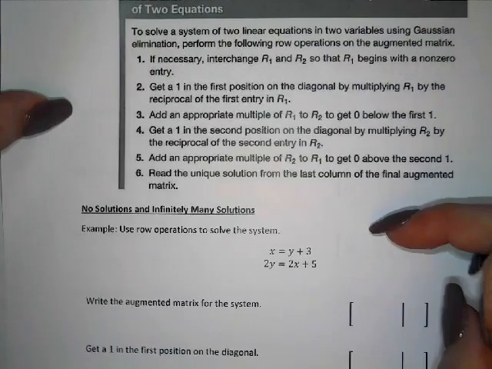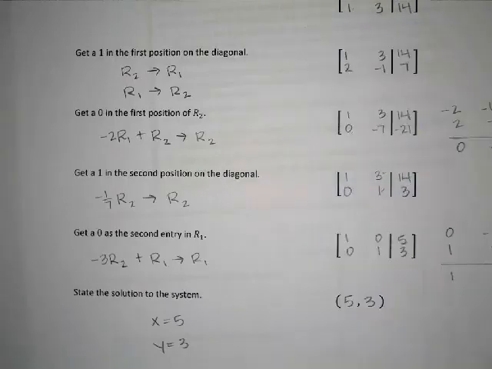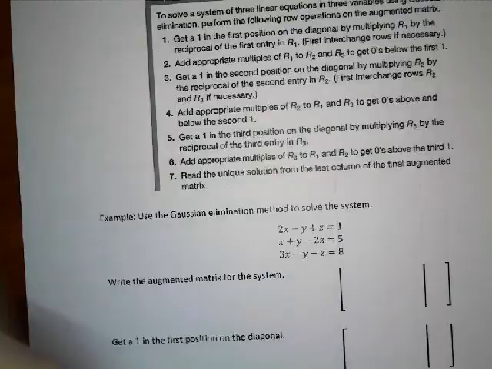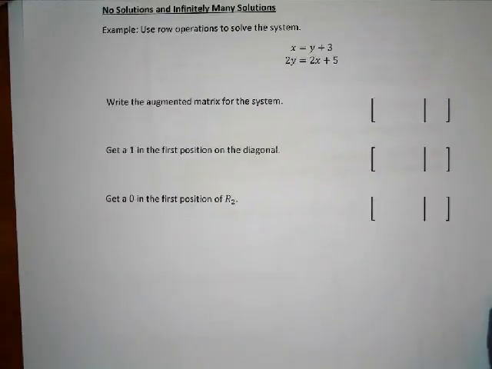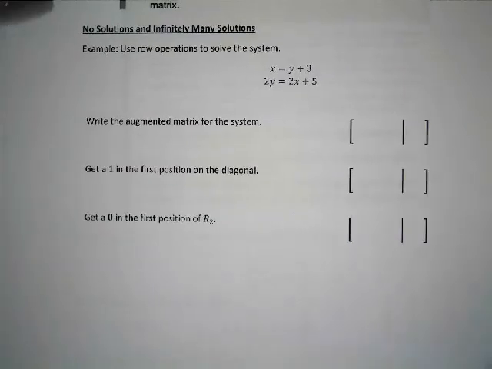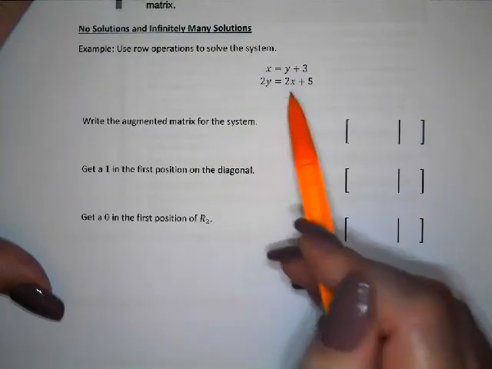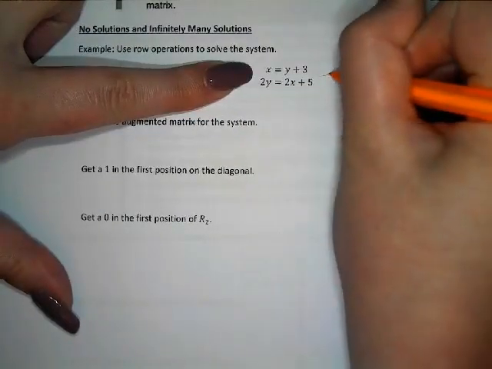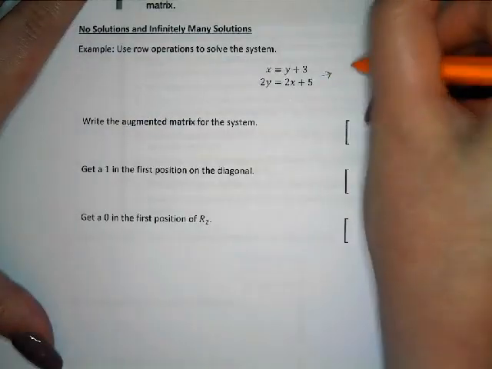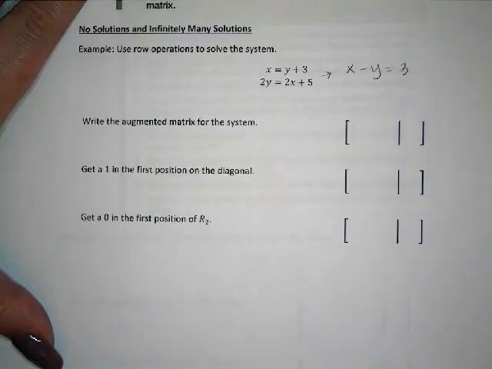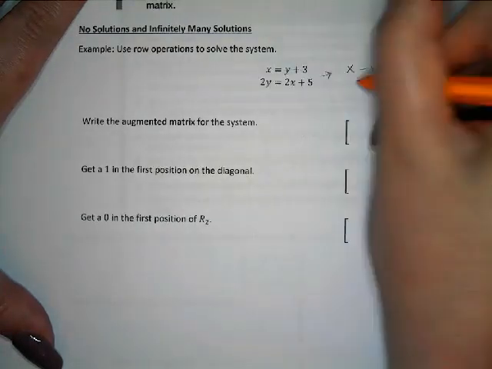Okay, so we're gonna finish these notes. It says no solutions and infinitely many solutions. We know that that can happen in a system, and we just want to see, if we're doing the Gaussian elimination method, what is that going to look like? So we're going to go ahead and start looking at this system right here. I'm going to have to rewrite it. The first equation, x minus y equals 3. The second equation, I'm going to subtract the 2x over, negative 2x plus 2y equals 5.